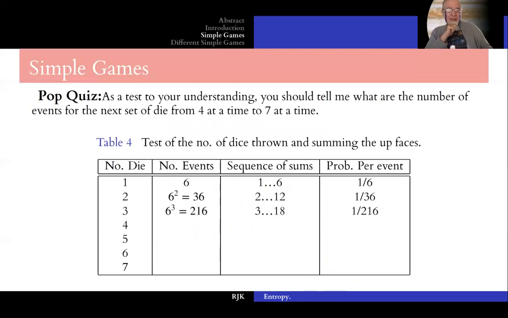Kathleen, could you tell me the remaining numbers of events, if we had 4 die, 5 die, 6 die, and 7 die? Kathleen? Yeah, I don't know. I didn't follow it enough. And you don't see the pattern. No, it takes me a while. 6 to the 1, 6 to the 2, 6 to the 3, 6 to the 4, 6 to the 5, okay, 6 to the 6, 6 to the 7.